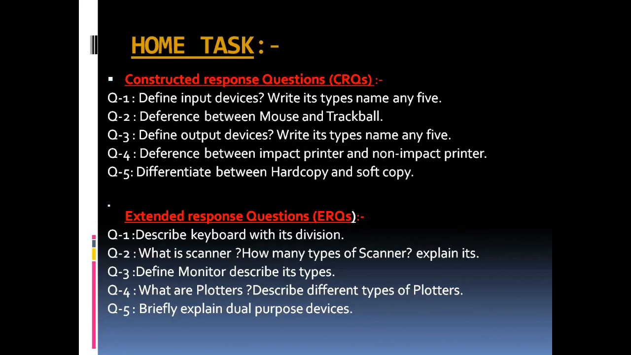Extended response questions, ERQs. ERQs is the abbreviation of extended response questions. Question number one, describe keyboard with its divisions. Number two question is what is scanner? How many types of scanner? Explain it.